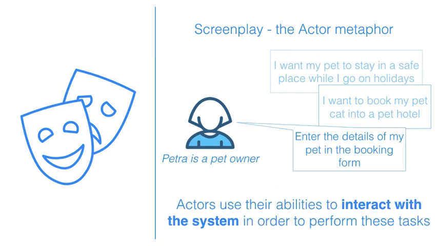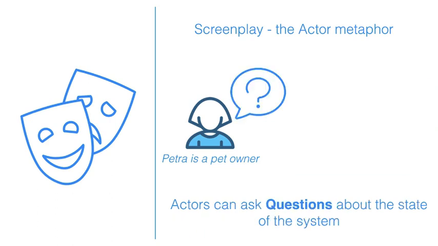To achieve these tasks, Petra's going to need to interact with the application. She's going to need to find a pet hotel online. She's going to need to enter the details of her pet to make a booking and so forth. We say that to achieve a task, an actor uses her abilities that we talked about earlier on to interact with the system and to perform the tasks.